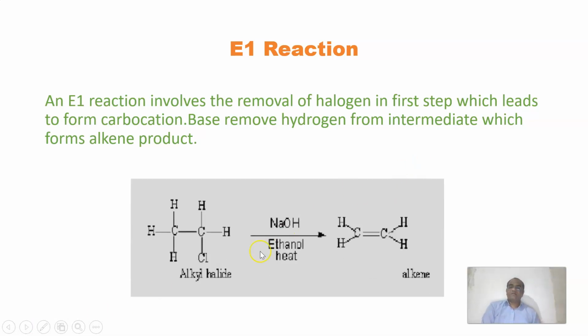Right? See now here, alkyl halide, and in the presence of NaOH, ethanol here, the role of ethanol is nothing but a solvent, and once the ethanol plus NaOH is heated with alkyl halide, it forms an alkene. Right? So this is one of the preparation methods for an alkene from alkyl halide. And now we'll see the mechanism.